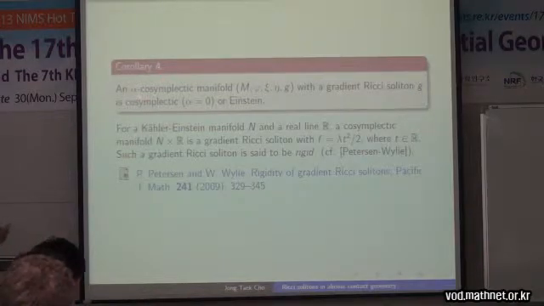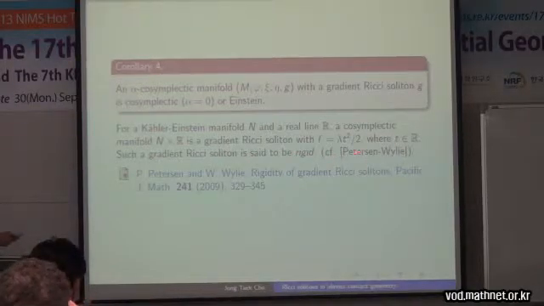Then we have Corollary 4. An alpha-cosymplectic manifold with a gradient Ricci soliton is cosymplectic or Einstein. Actually, we have an example for a Kähler-Einstein manifold N and the real line R. A cosymplectic manifold N cross R is a gradient Ricci soliton. Explicitly, the potential function is lambda t squared over 2, where t belongs to R.